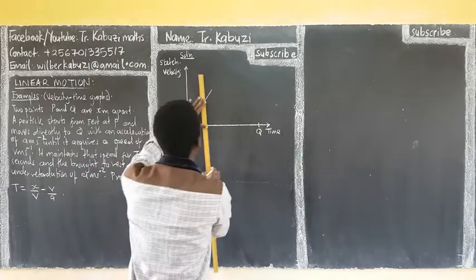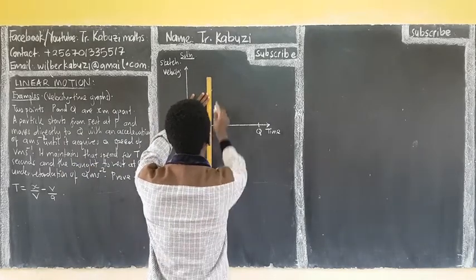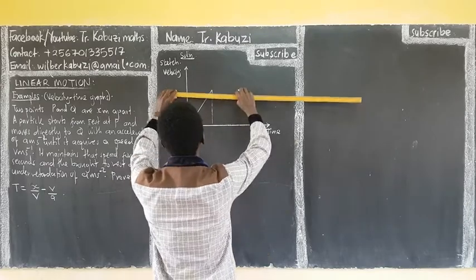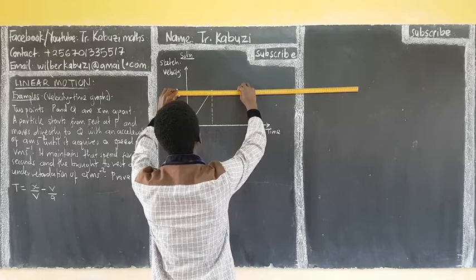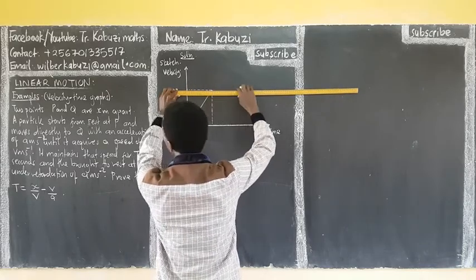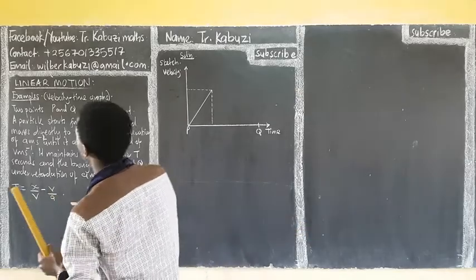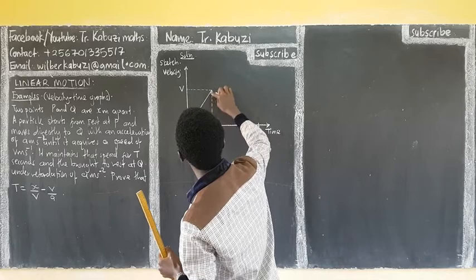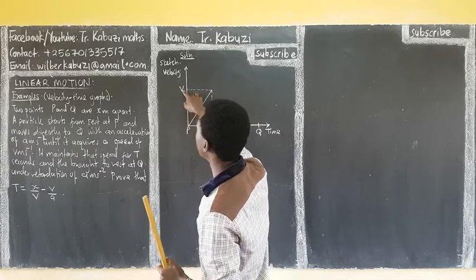They are telling us that it acquires a certain velocity, and this velocity is V. So this velocity is acquired in here. It accelerates from rest and it acquires velocity V. We are assuming this is our velocity V.